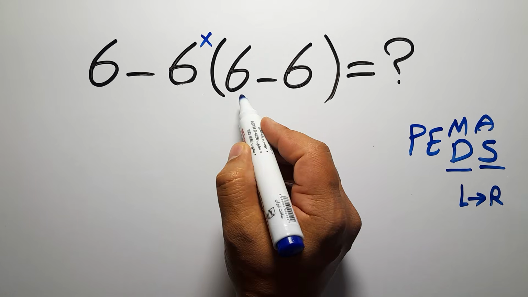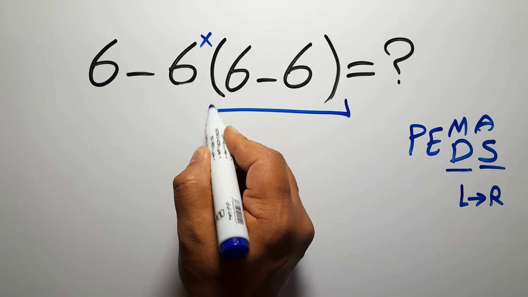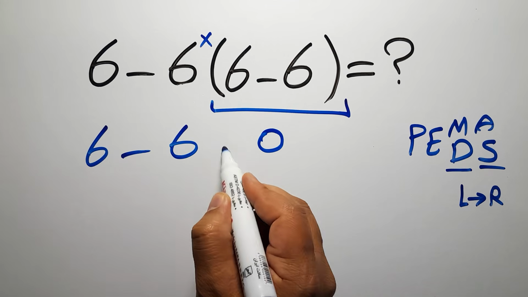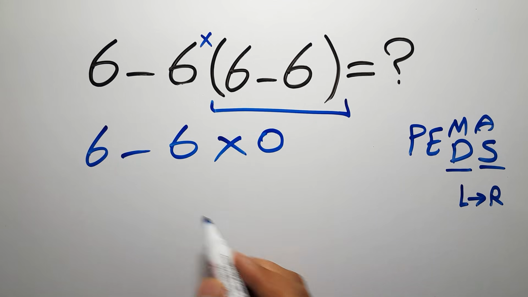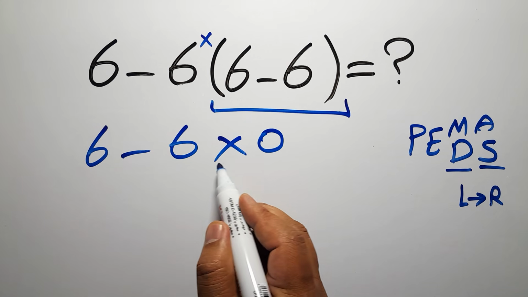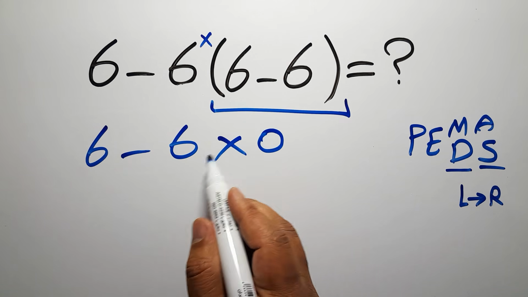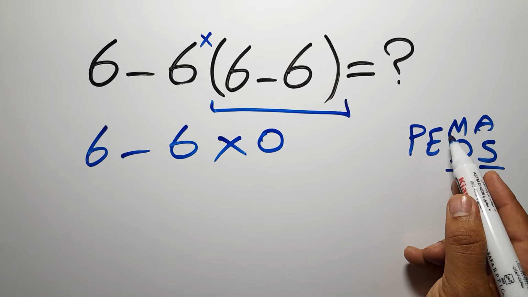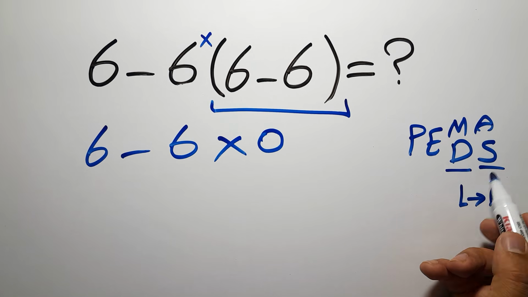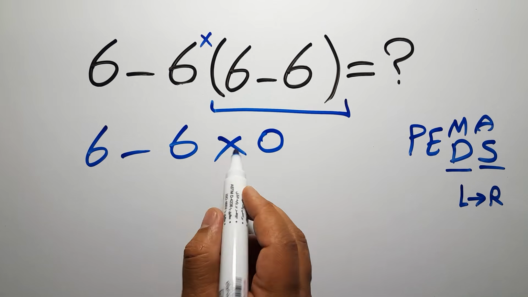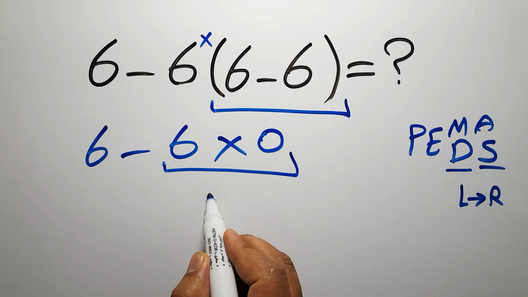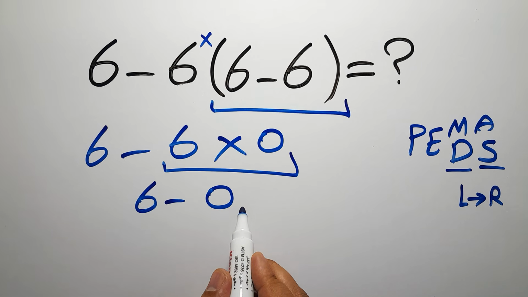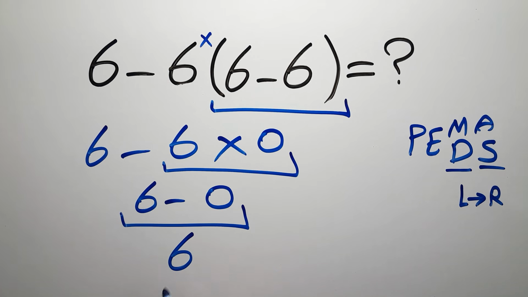Inside this parenthesis we have 6 minus 6, which is 0. So we have 6 minus 6 times 0. Now we have one subtraction and one multiplication. We have to do this multiplication because in PEMDAS multiplication comes before subtraction. So 6 times 0 gives us just 0. So we have 6 minus 0, which equals 6.